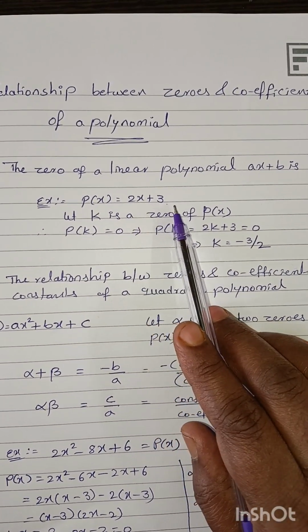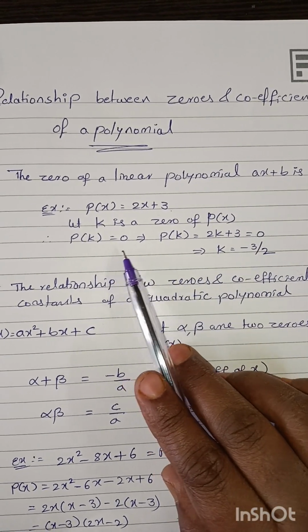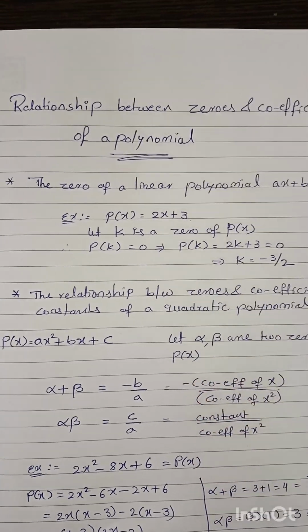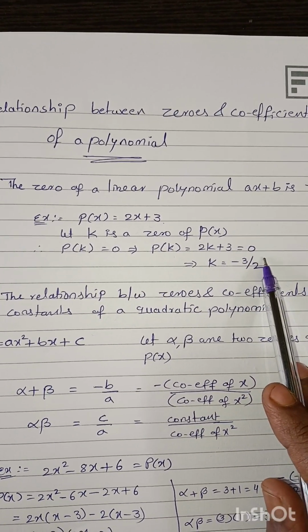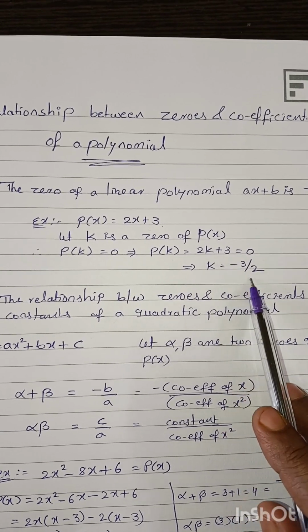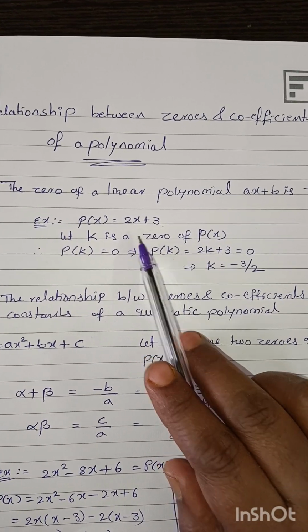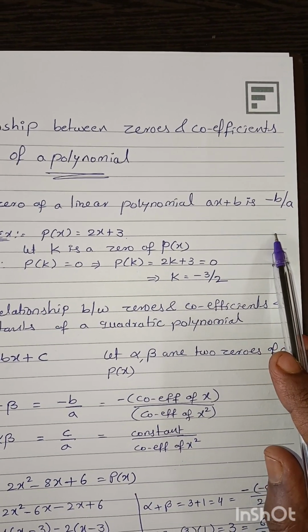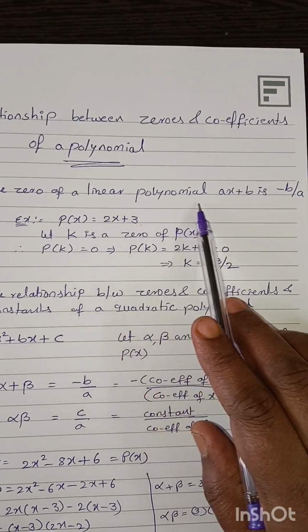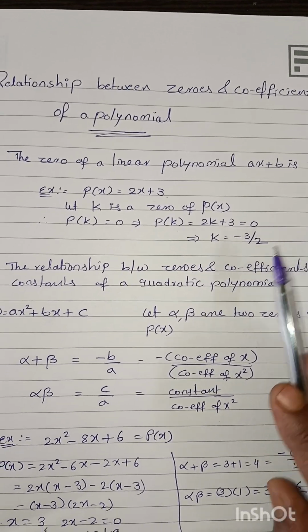Example, p of x equal to 2x plus 3. Let k be the zero of p of x. That means p of k equal to 0. So p of k equal to 2k plus 3, that is equal to 0. k equal to minus 3 by 2. Here 3 is the constant, 2 is the x coefficient. Minus 3 by 2, so that is minus b by a. So the zero of a linear polynomial ax plus b is minus b by a.